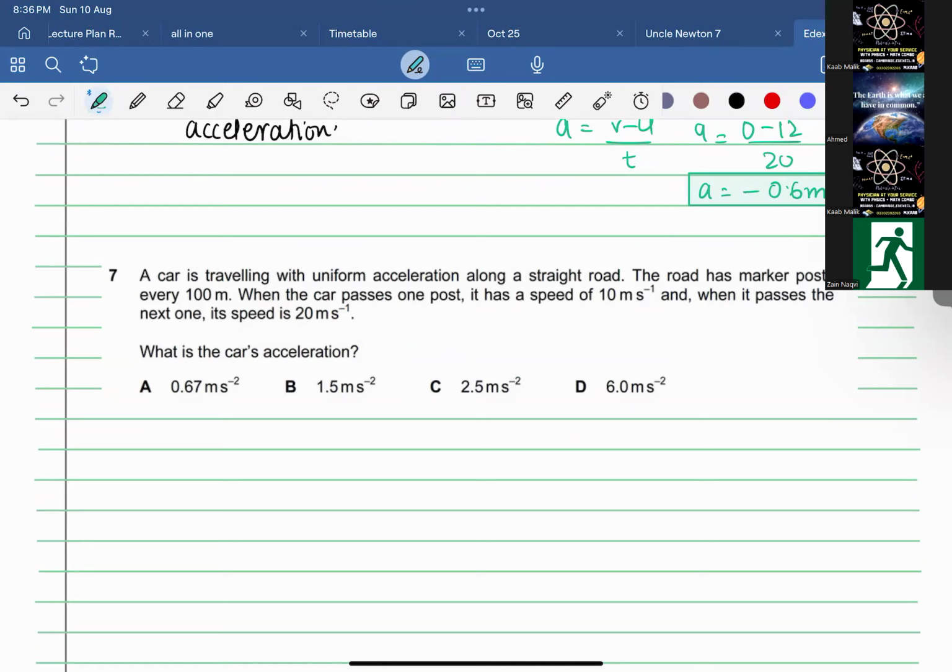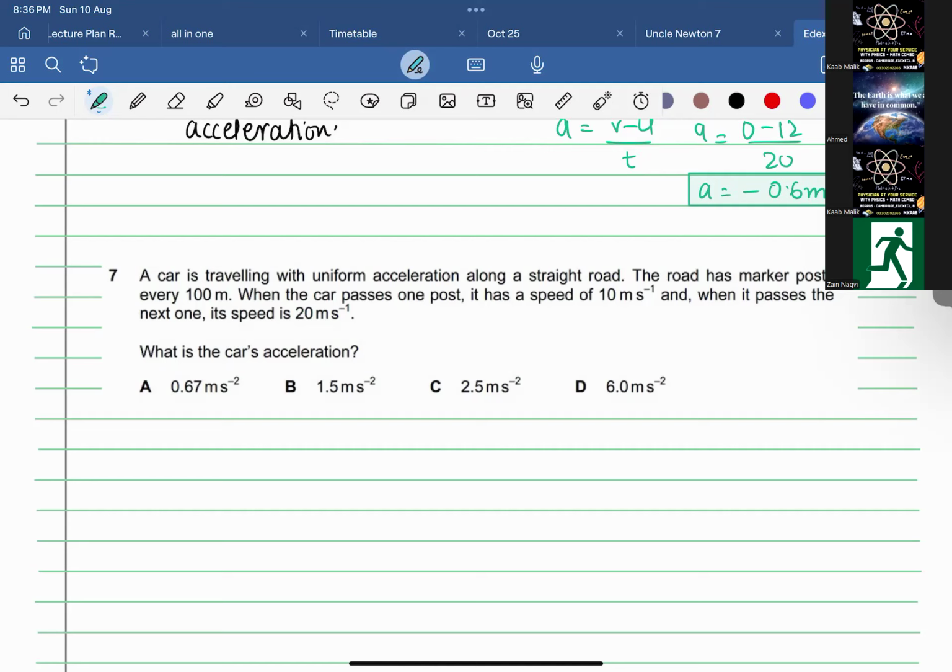Okay. A car is traveling with uniform acceleration along a straight road. The road has marker posts every 100 meter. When the car passes one post, it has a speed of 10 meters per second, and when it passes the next one, its speed is 20 meters per second. What is the car's acceleration?